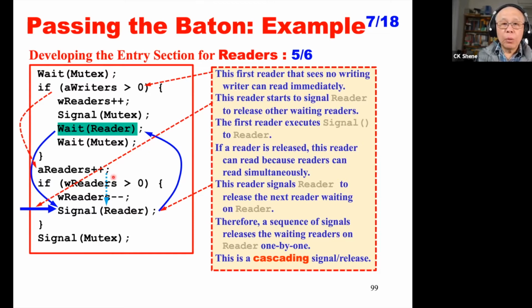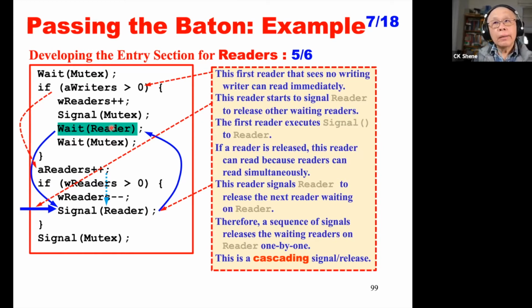So in this way, release one, this one continues, and releases the next one, and continues, releases the next one, and so on. So the waiting readers here will be released one by one. This is a cascading signal and release.